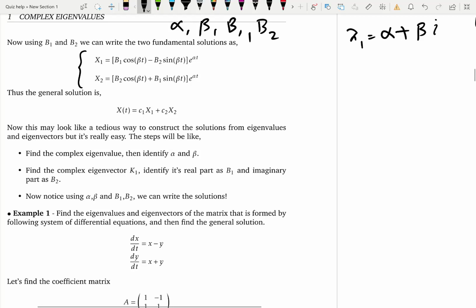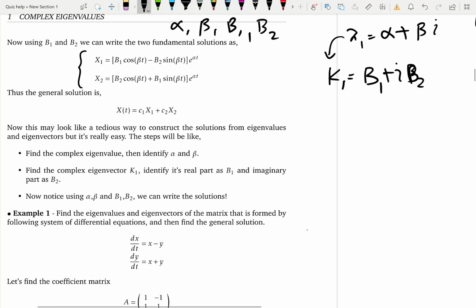Good. Now, what is capital B1? Capital B1 is the real part of the eigenvector. What is B2? Imaginary part of the eigenvector. So they are like the analog of alpha and beta in the vector sense, right? So b1 and b2 will be vectors, but they are coming from the eigenvector. So when you find the corresponding eigenvector k1, you automatically get b1 and b2.